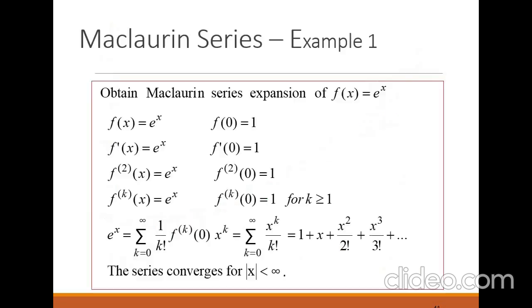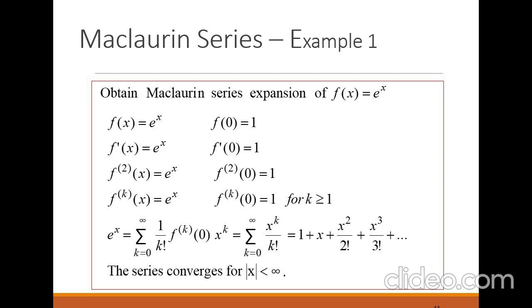Maybe let's write down this expansion. Let's write down this expansion for e to x. So this will be 1 plus x, squared over 2 factorial plus x cubed over 3 factorial and so on.